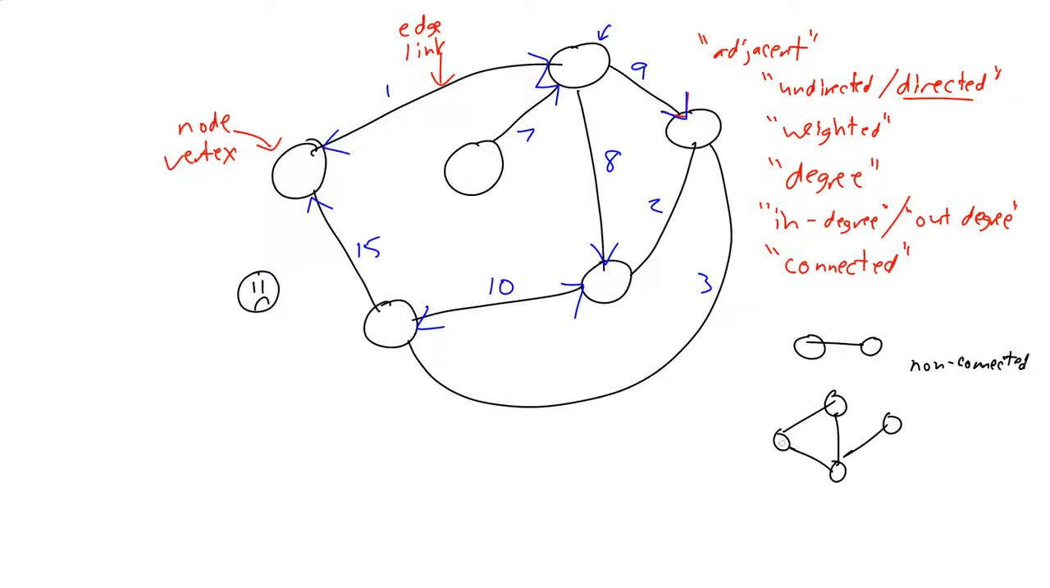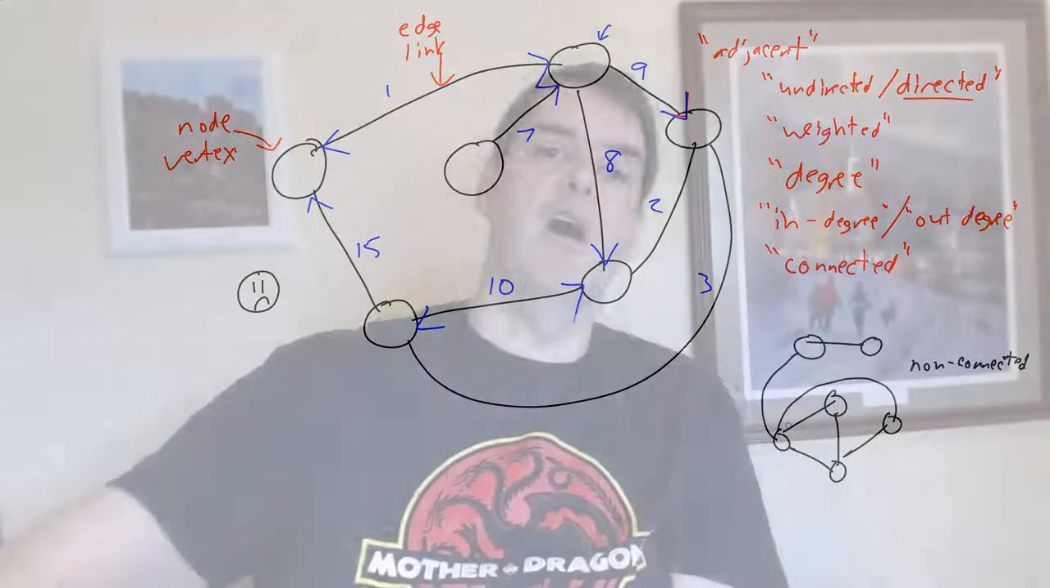If we added this edge here, it would still be not connected. But if we add this edge here, then suddenly it is connected because now it's possible to travel from one all the way to the others, right? So those are some basic graph terms. And that's review for you if you took all the math, Volume 1, Episode 5.